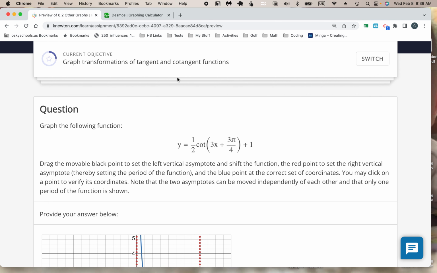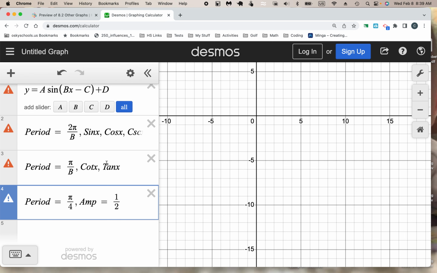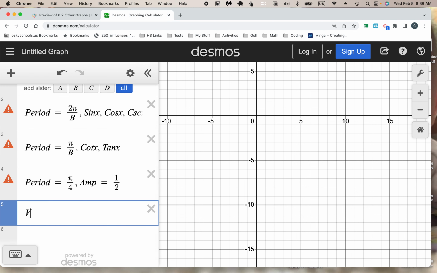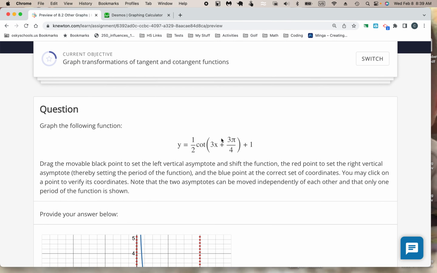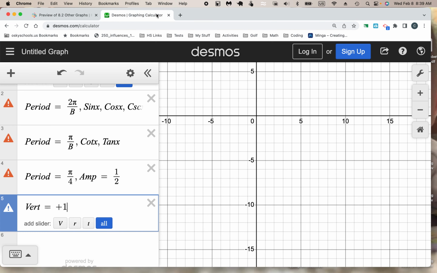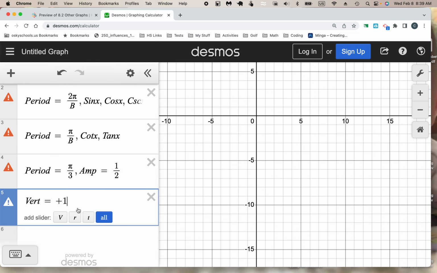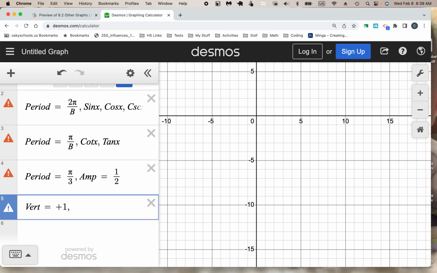All right, we got the amplitude is 1/2. We have a vertical shift of 1, so I need to add that in there. So we're going to say vertical shift of +1. We've got a b value of 3. So my period is not pi over 4, it's pi over 3. And then we need the phase shift.